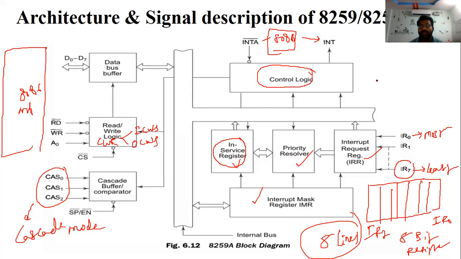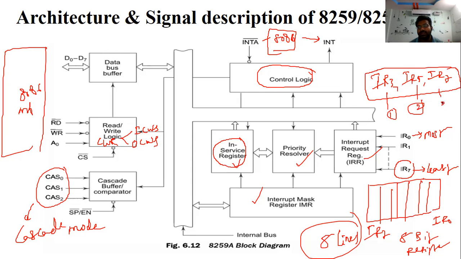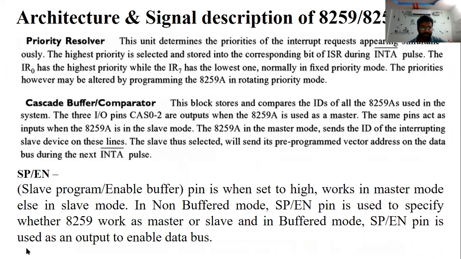Whenever giving input in IR3, or suppose IR5, IR7, out of these, which device are we giving the first preference? This is the first preference, this is the second preference, this is the third preference. In this order, IR3 has the highest preference value, then IR5. This is done by this one. So this maskable information, this bits information, is stored in this mask register.